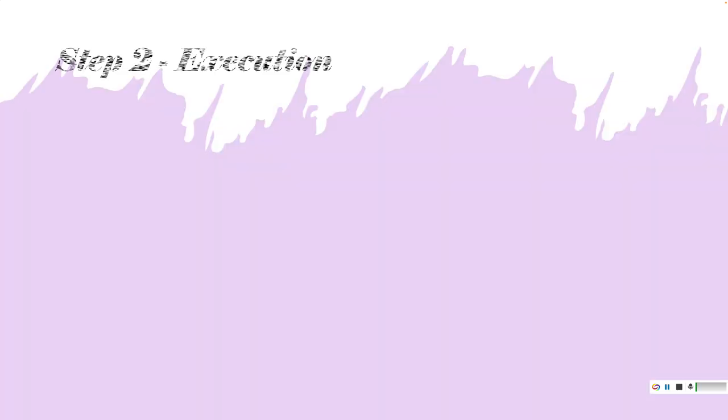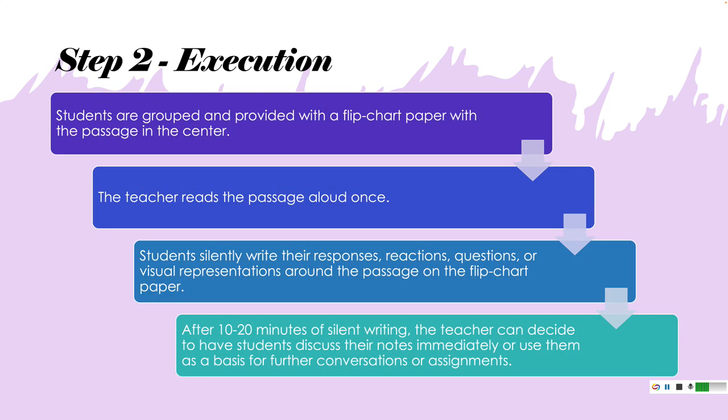4 students. Step number 2: students are grouped and provided with a flip chart paper with the passage in the center. The teacher reads the passage aloud once. Students silently write their response, reaction, questions, or visual representations around the passage on the flip chart paper. After 10-20 minutes of silent writing, the teacher can decide to have students discuss their notes immediately or use them as a base for future conversation or assignments.